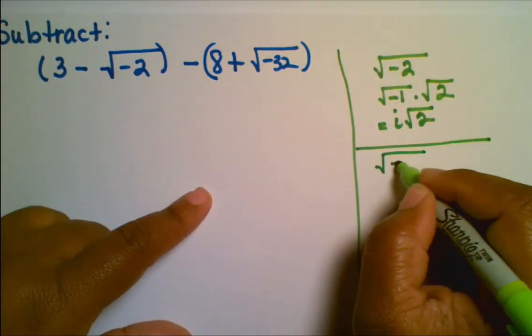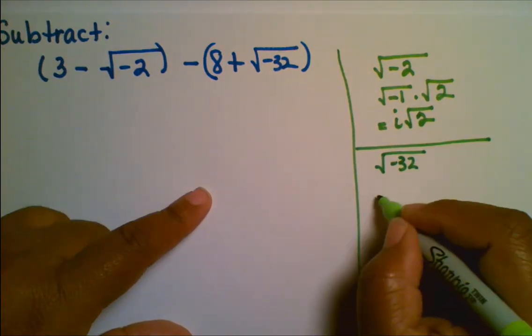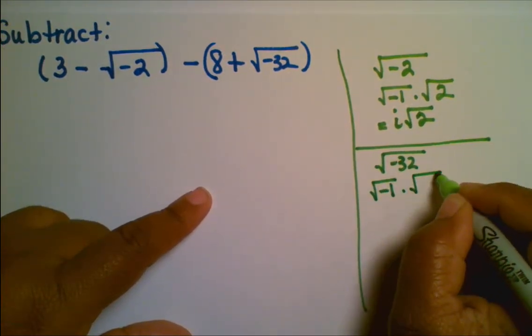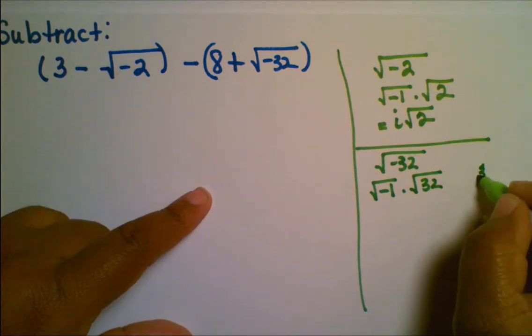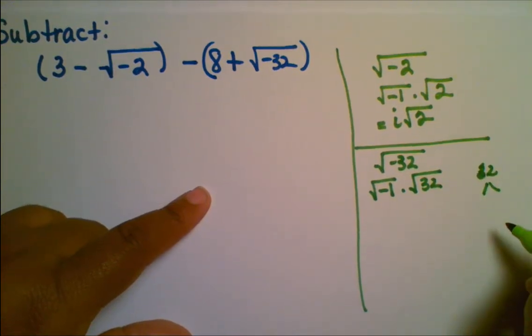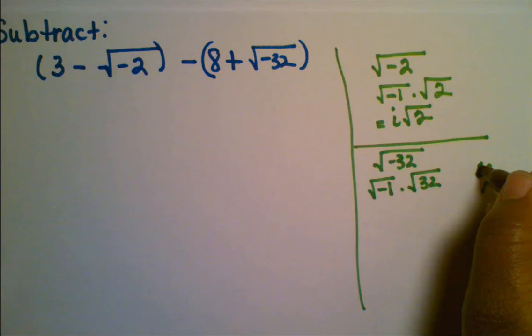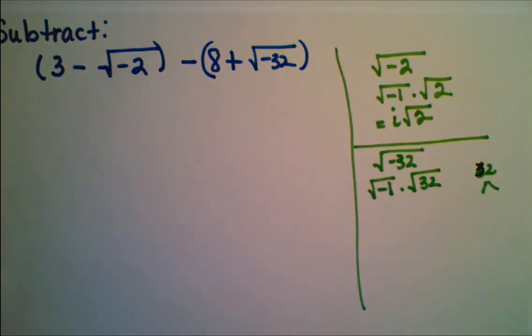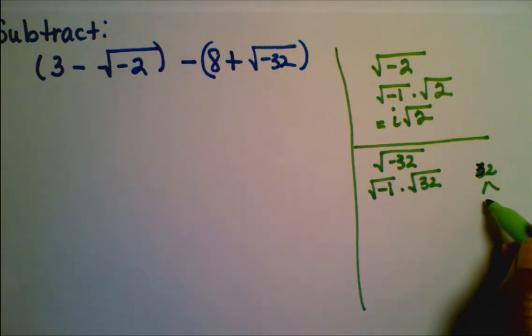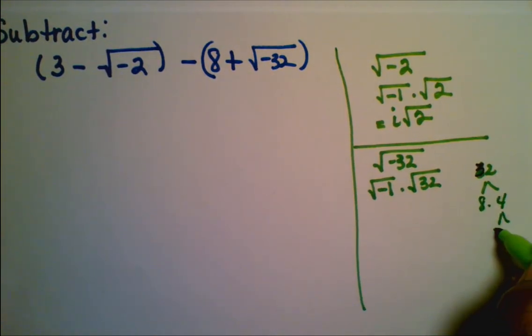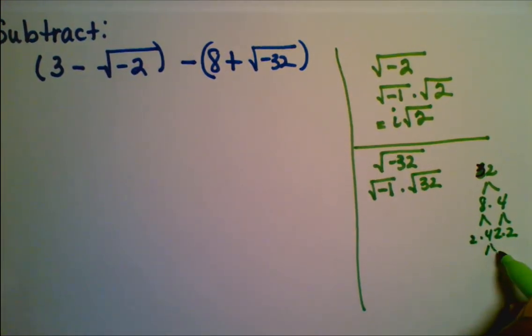The square root of negative 32. Take the negative 1 factor out. We're going to list factors of 32. Okay. So we have here, what times what? 8 times 4. Break down 4, 2, and 2. Break down 8. We have 2 times 4, and we're going to break down 4, 2, and 2.